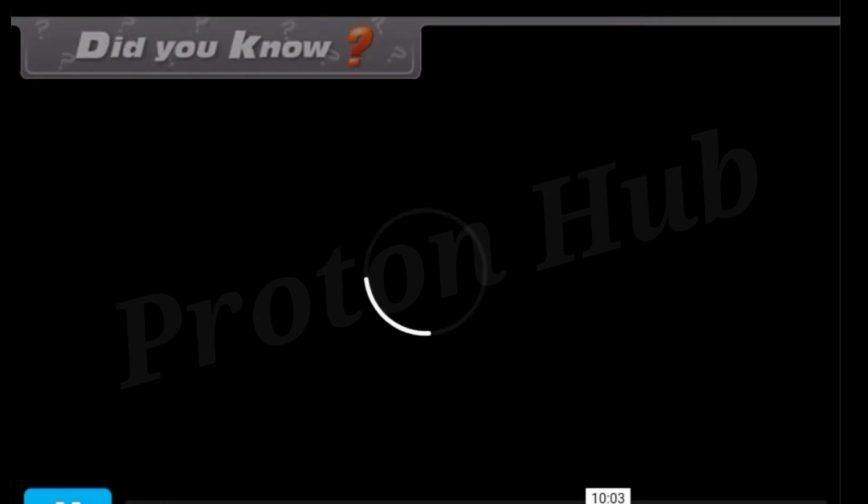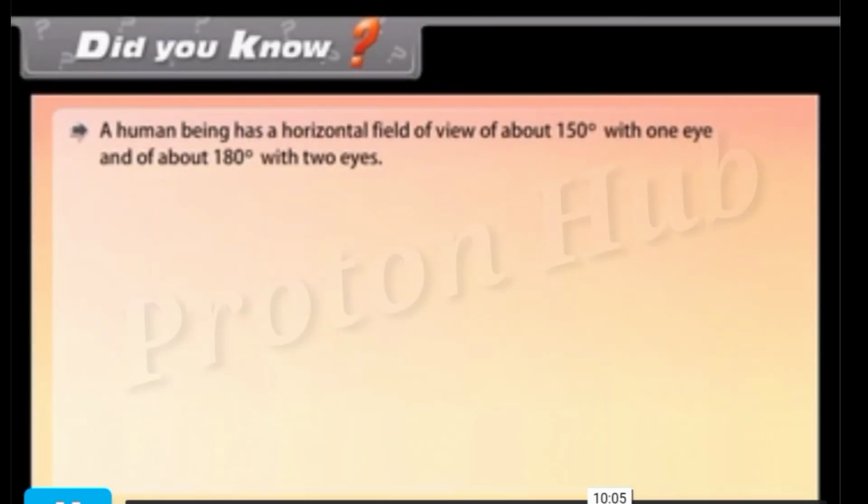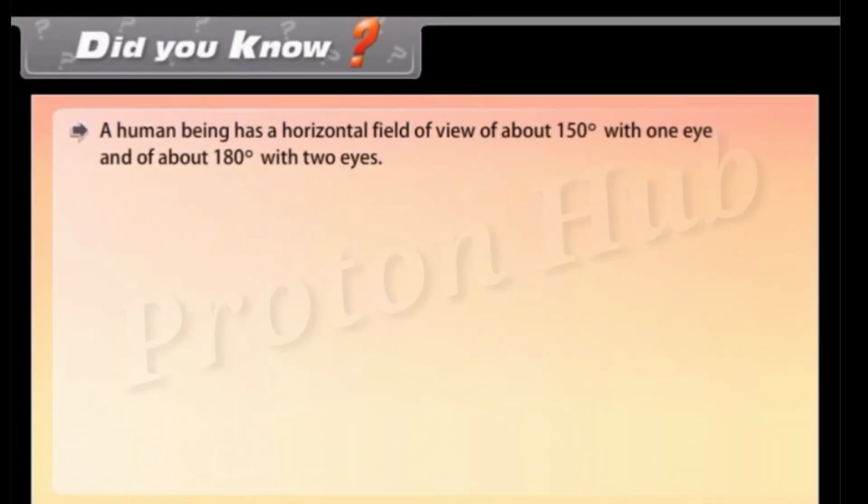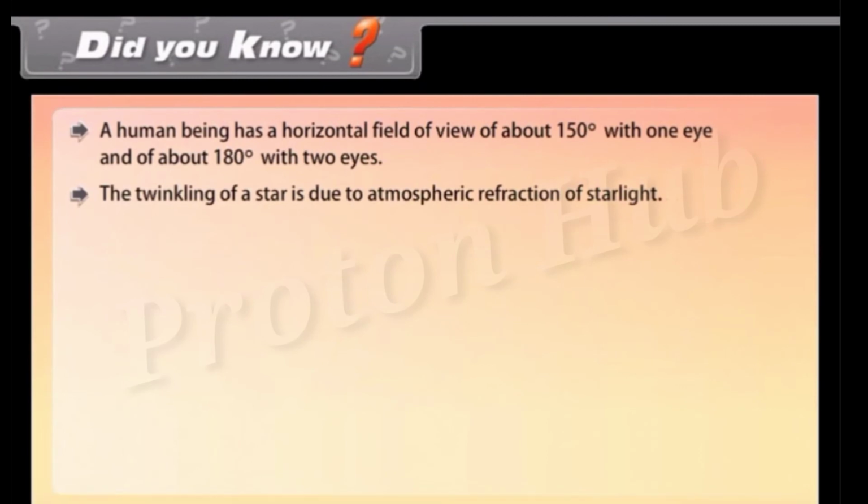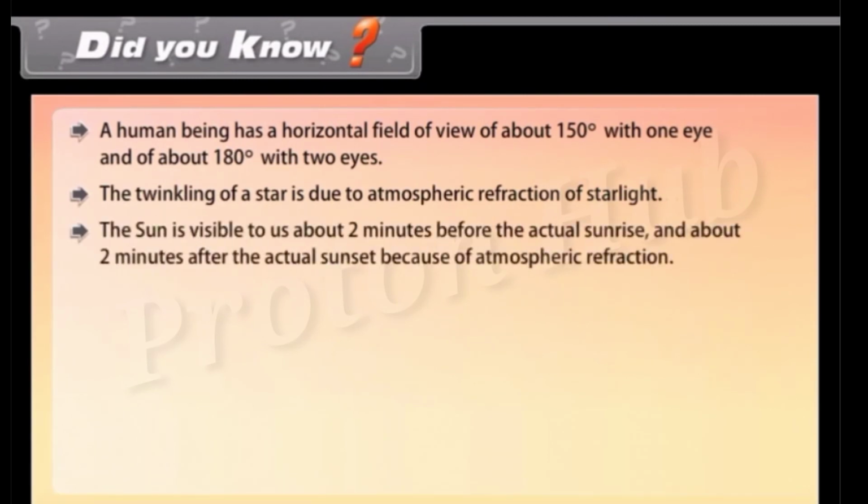Did you know? A human being has a horizontal field of view of about 150 degrees with one eye and of about 180 degrees with two eyes. Due to atmospheric refraction of starlight, the sun is visible to us about 2 minutes before the actual sunrise and about 2 minutes after the actual sunset.